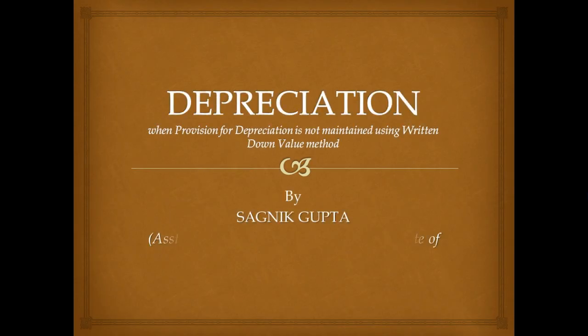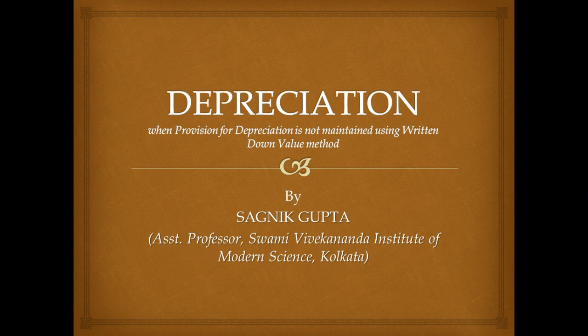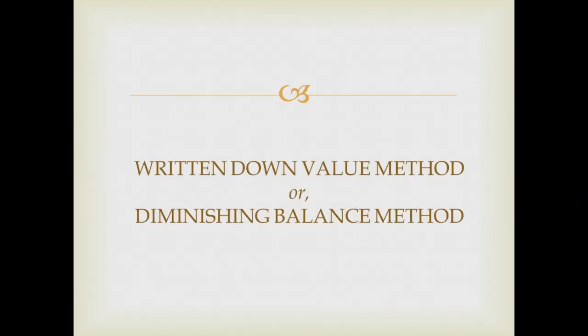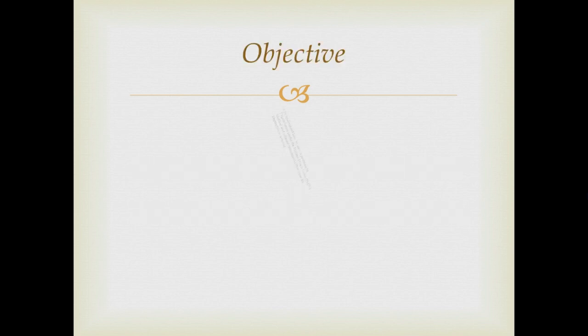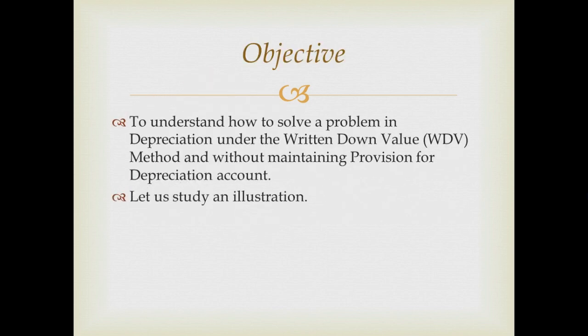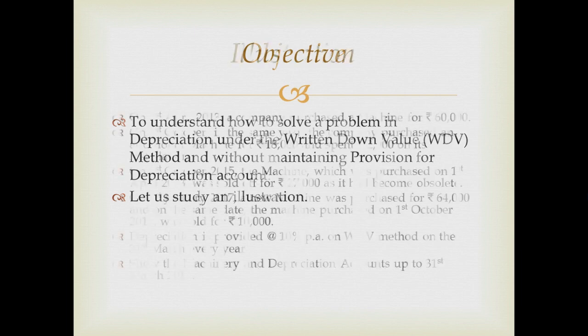In this presentation, I will be discussing depreciation when provision for depreciation is not maintained and using the written down value method. The written down value method is also known as the diminishing balance method. The objective of this presentation is to understand how to solve a problem in depreciation under the written down value or WDV method and without maintaining a provision for depreciation account. For this, we will study an illustration.